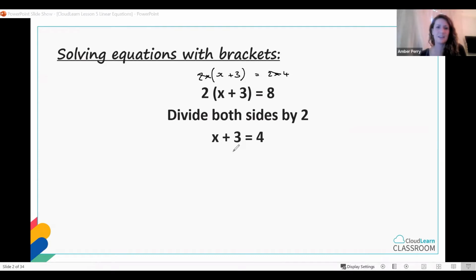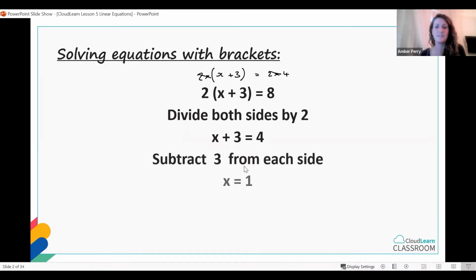And then the next step, which is what we worked on last week, so it shouldn't be anything new, to solve this part, we're going to subtract 3 from both sides, and we get the answer x equals 1. So that's one method for solving an equation with brackets.